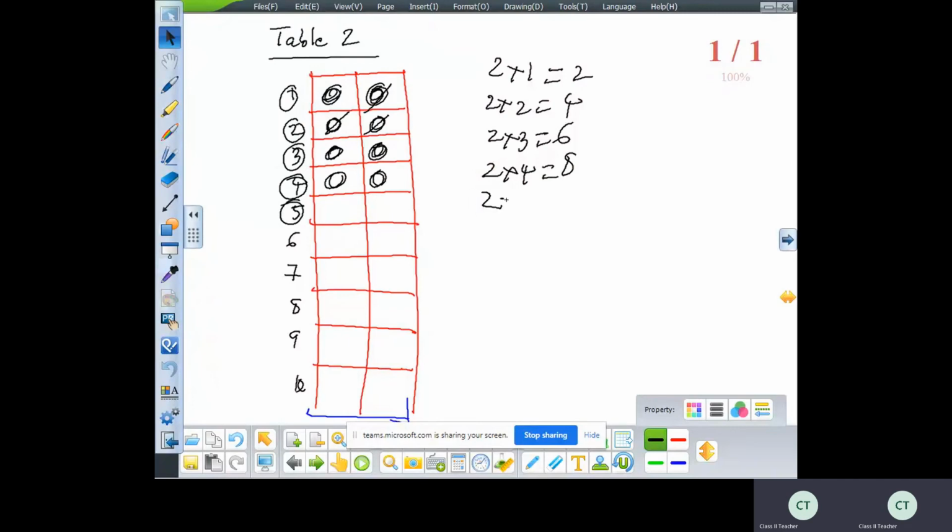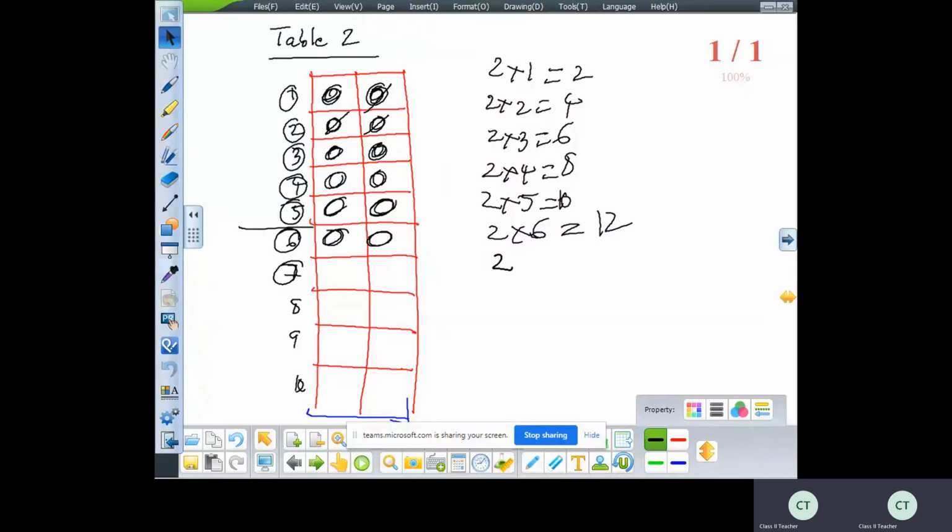2 fives are. Count the number of boxes up to 5. 1, 2, 3, 4, 5, 6, 7, 8, 9, 10. 2 fives are 10. Next, 2 sixes are. 1, 2, 3, 4, 5, 6, 7, 8, 9, 10, 11, 12. 2 sixes are 12. Next, 7.